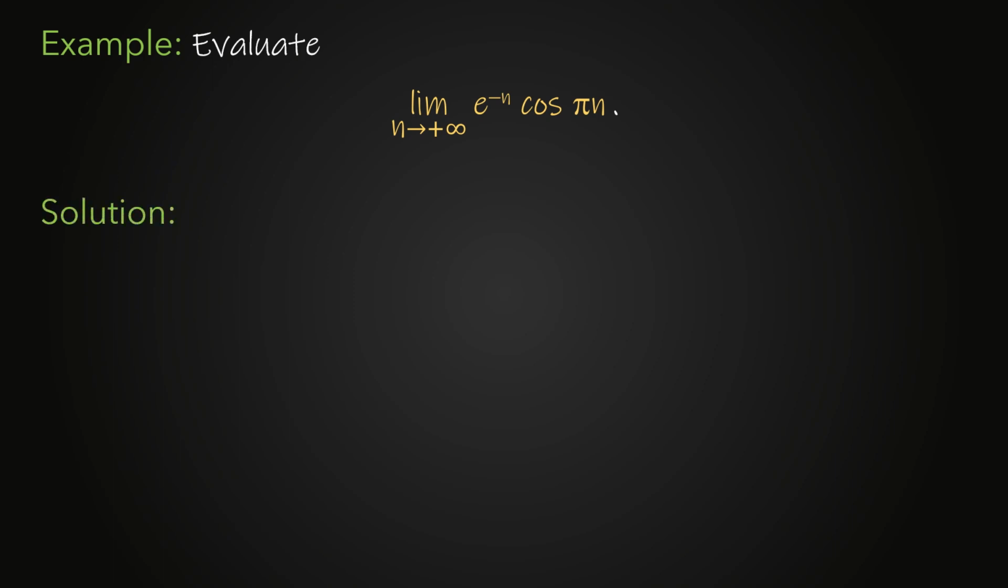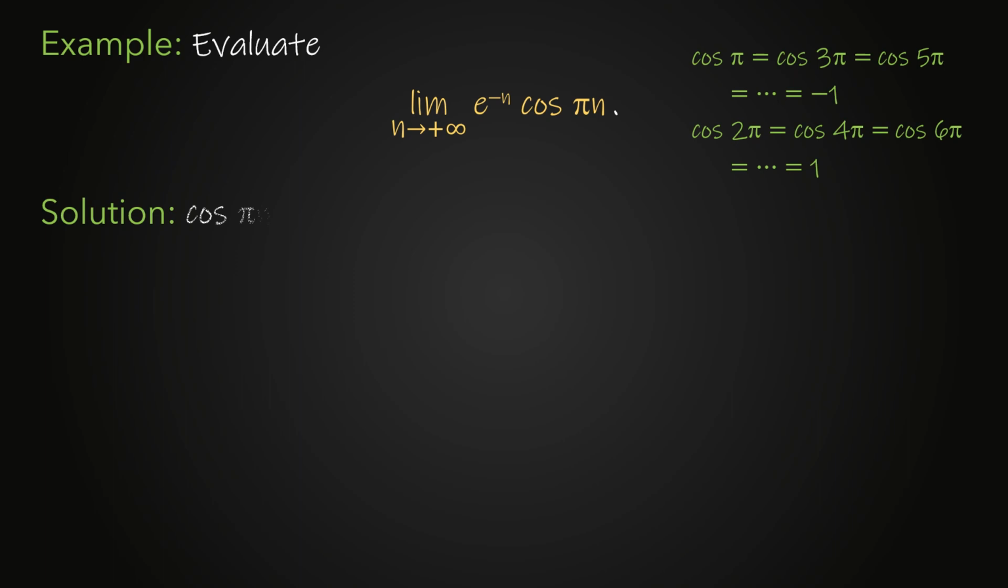Solution. Recall that the cosine of pi, cosine of 3 pi, cosine of 5 pi, and so on is equal to -1, while the cosine of 2 pi, cosine of 4 pi, cosine of 6 pi, and so on is equal to 1. The values of the cosine function at multiples of pi alternate between -1 for positive odd integers and +1 for positive even integers.